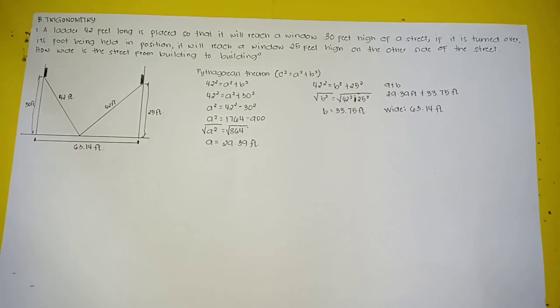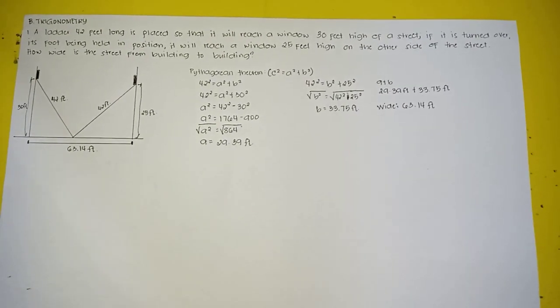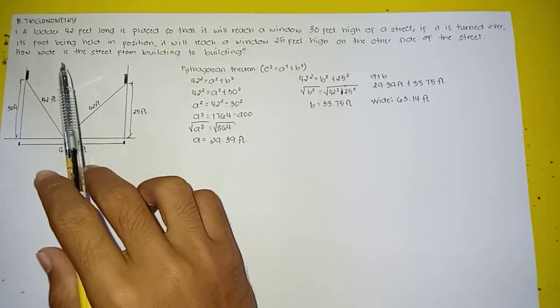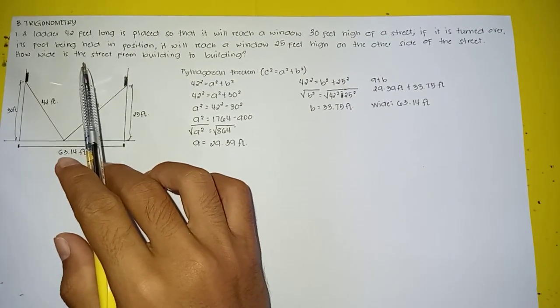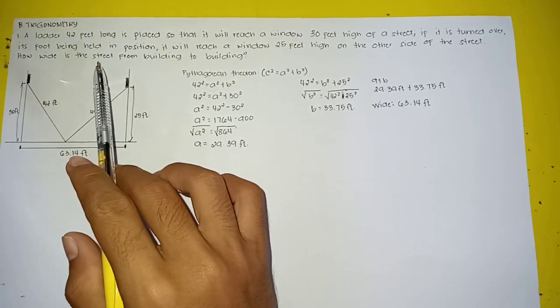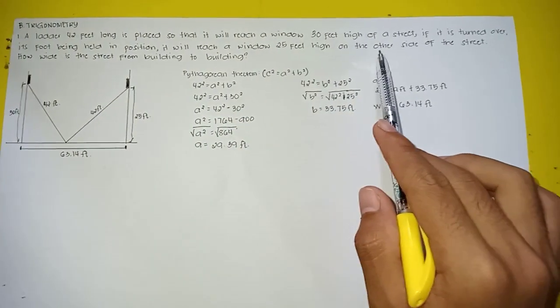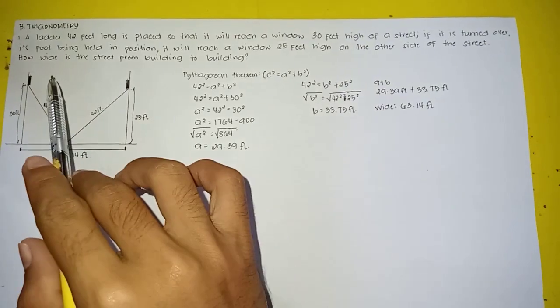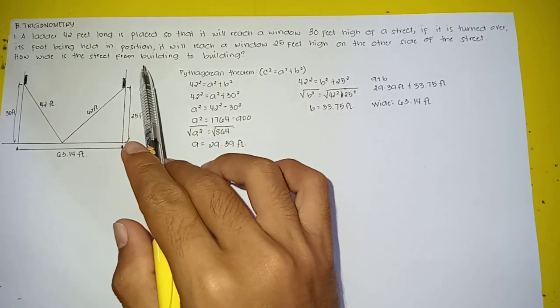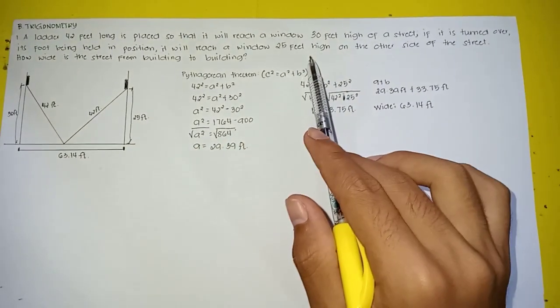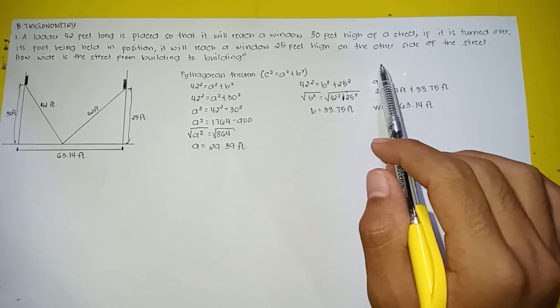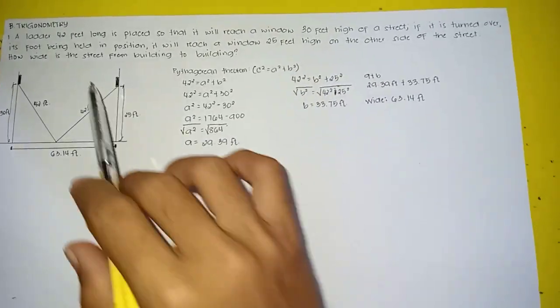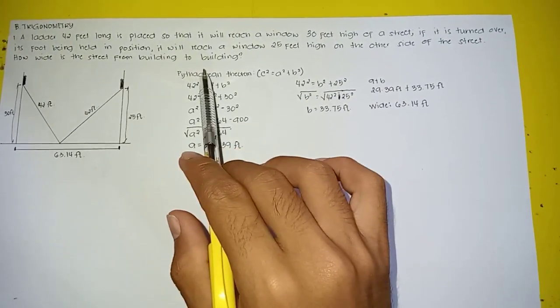So we're already at our trigonometry, and we have here our first problem. A ladder 42 feet long is placed so that it will reach a window 30 feet high on a street. If it is turned over, its foot being held in position, it will reach a window 25 feet high on this other side of the street. How wide is the street from building to building?